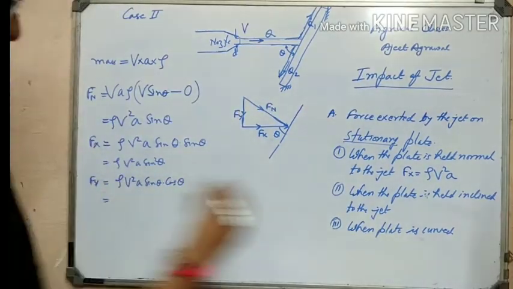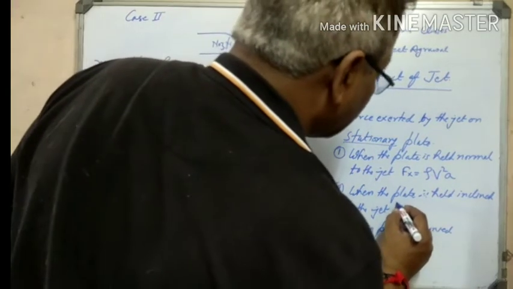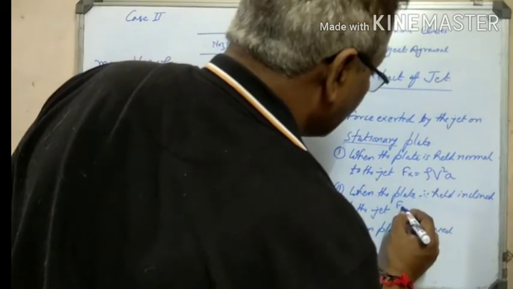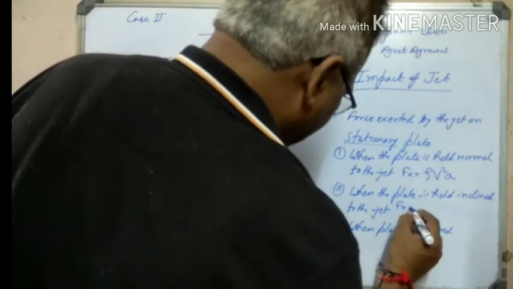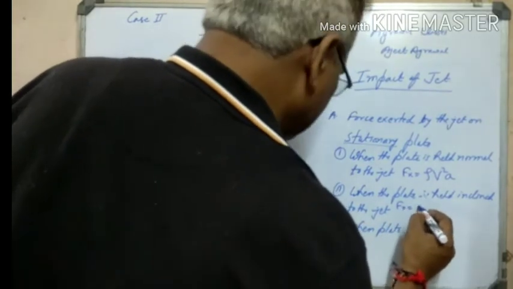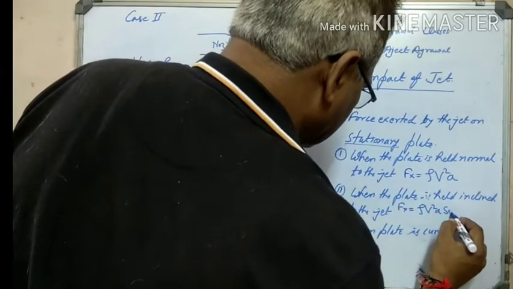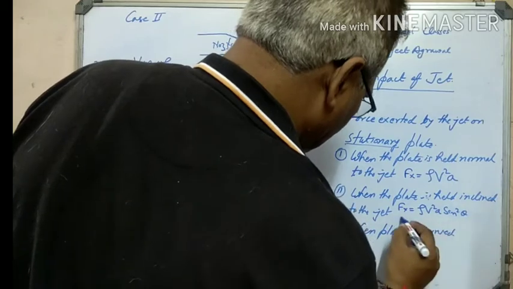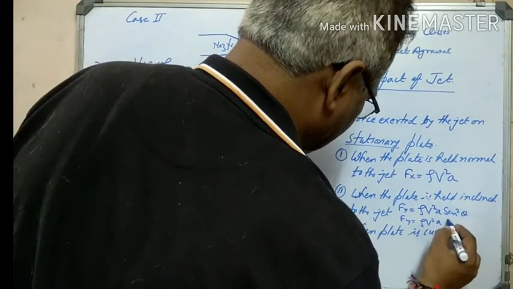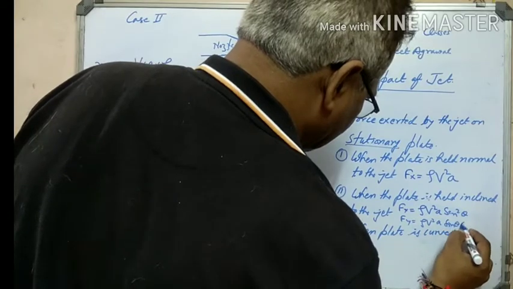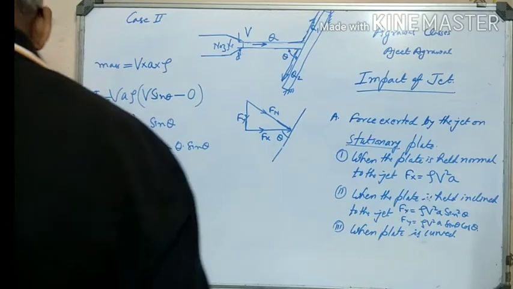So we will write here the force Fx only. Fx equals rho V square A sin square theta and Fy equals rho V square A sin theta cos theta. This is the force exerted.